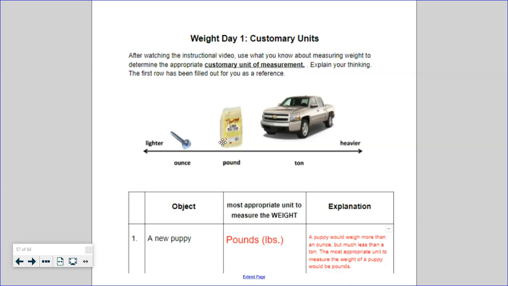So remember, light objects, things that weigh less than a pound, you use ounces. Almost everything is pounds, but if it's very, very big, so big that people cannot pick it up, then you would use tons. All right, good luck, class.